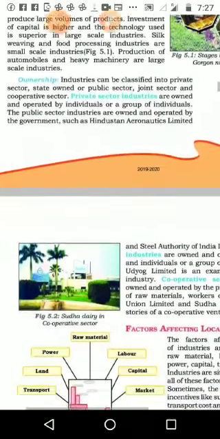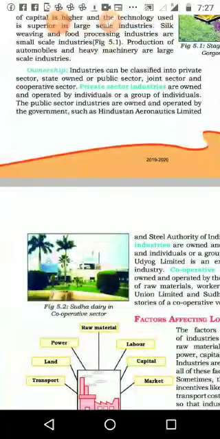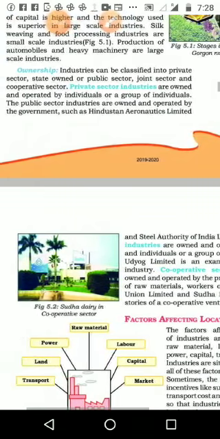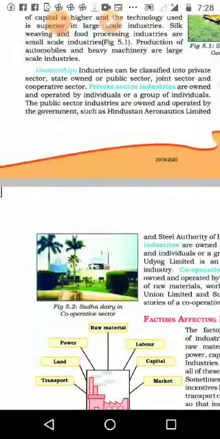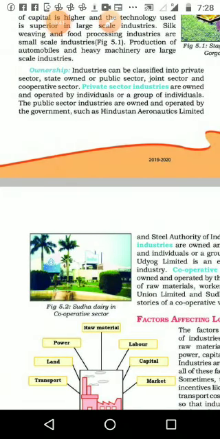The next one is according to ownership. We can see four types of industries according to ownership: private sector, public sector, joint sector and cooperative sector. We studied the cooperative sector in 7th standard, in the t-shirt lesson. Anyway, we'll discuss that one. Industries can be classified into private sector, state owned or public sector, joint sector and cooperative sector. Please underline: four sectors are there according to ownership.